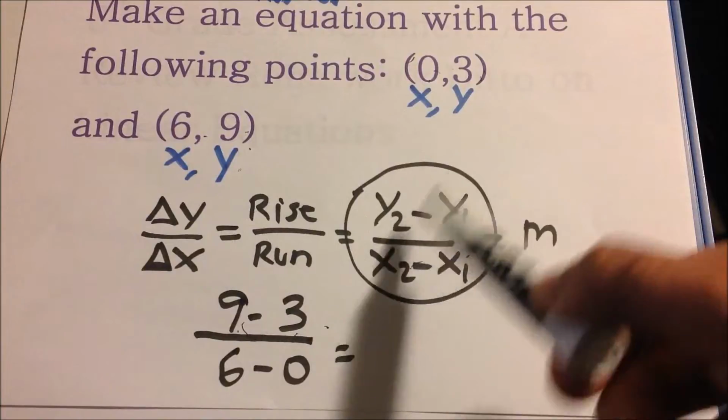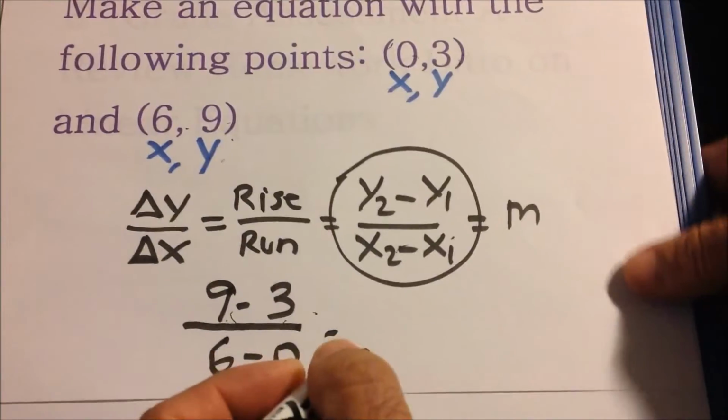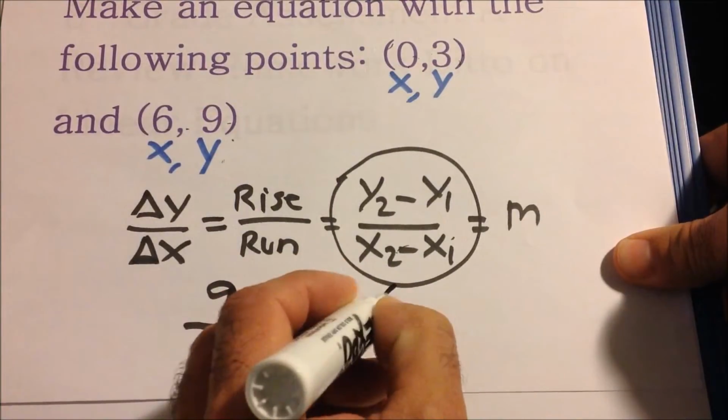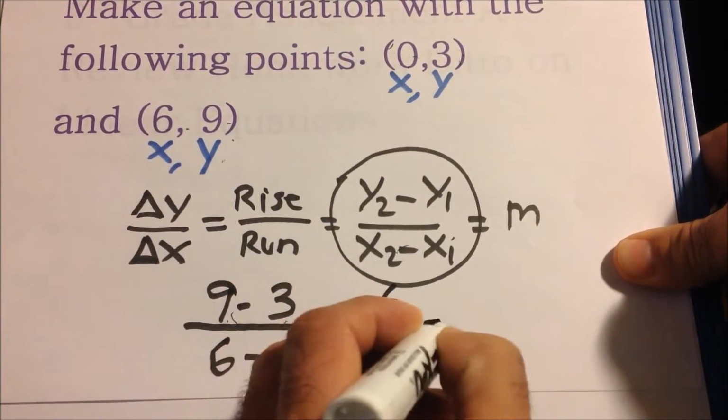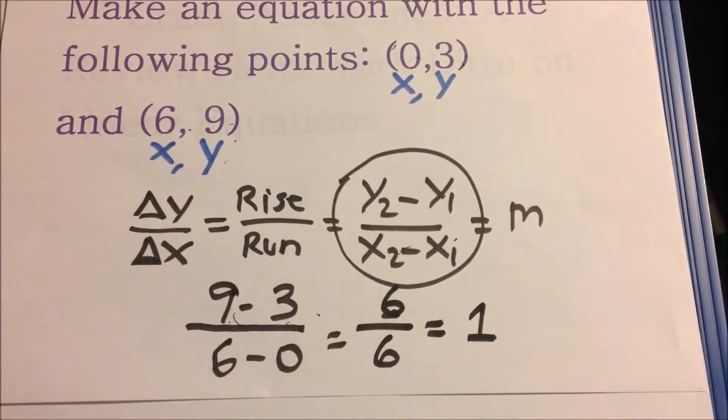So that's what this comes in. We know the m means the slope, and that's what we're trying to get. So 9 minus 3 is 6, and 6 minus 0 is 6. So that's 1. The slope is 1. So what do we do with that?